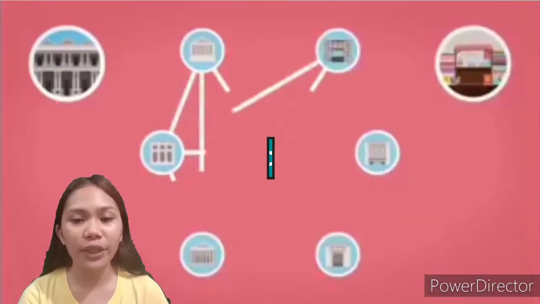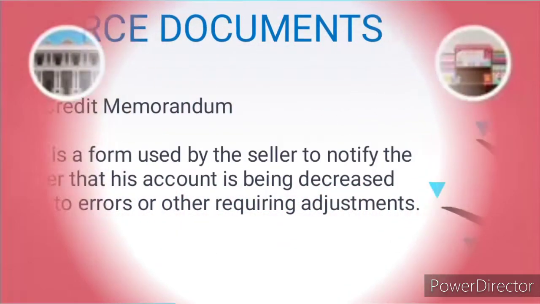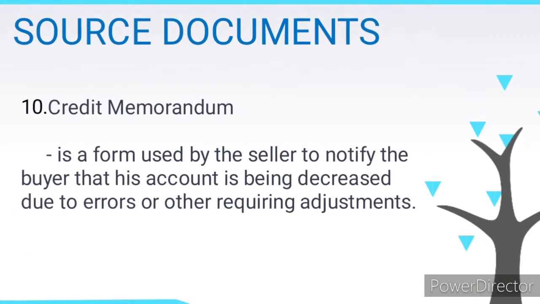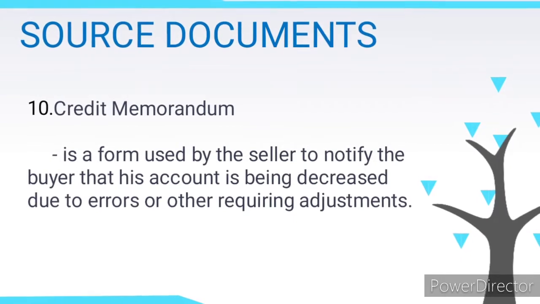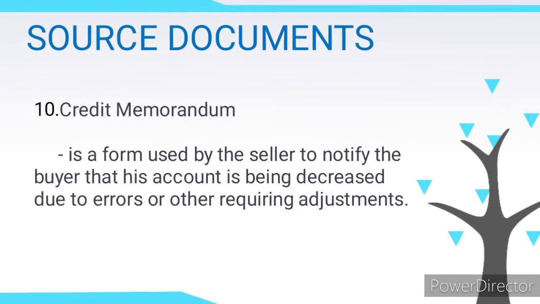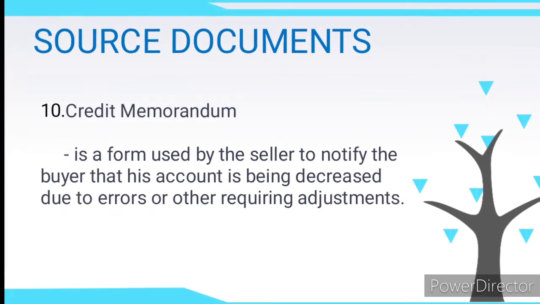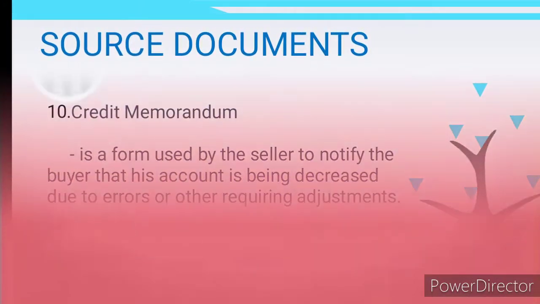Last, number 10, the credit memorandum. It is a form used by the seller to notify the buyer that his account is being decreased due to errors or other items requiring adjustments.